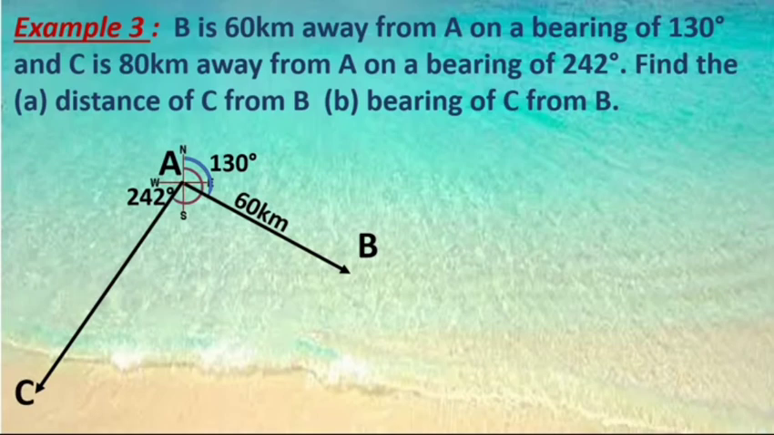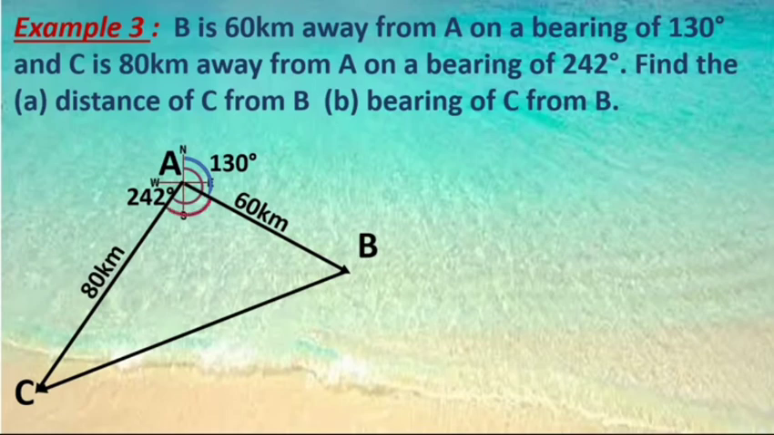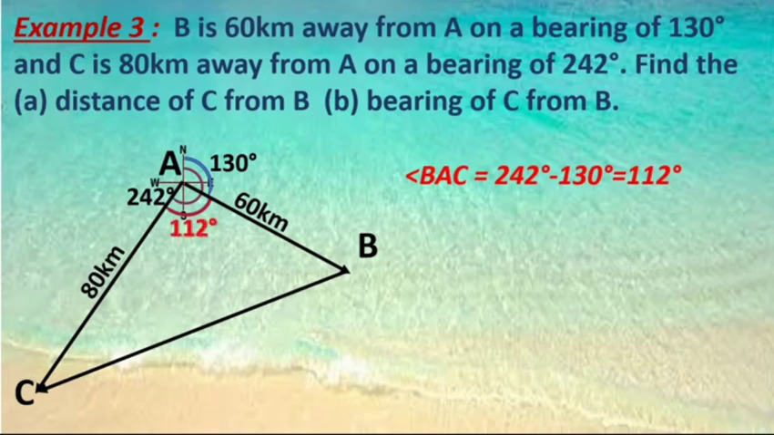Okay, now that I have my point B and C, I can simply draw a straight line to represent the distance between point B and point C. Now that we have a triangle ABC with 2 sides given, I can simply find the included angle, which will help me to find the distance between C and B. And in finding the included angle, I can simply say 242 degrees minus 130 degrees. That should surely give me 112 degrees.